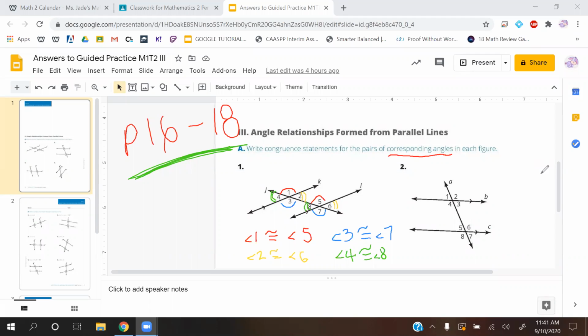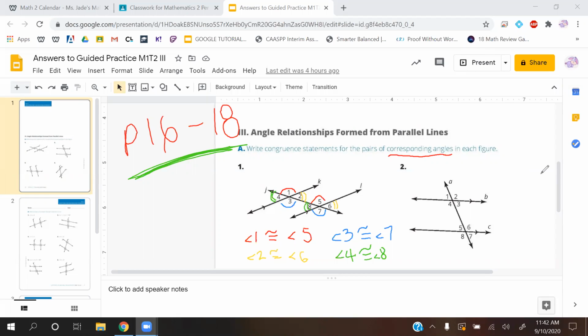So number one, we took a look at angle 1. We said it was congruent to angle 5. They're both on the top spot. And then we said angle 2 is congruent to angle 6. They're both in the right spot. Angle 3 is congruent to angle 7. They're both in the bottom spots. And angle 4 is congruent to angle 8. They're both in the left spot.